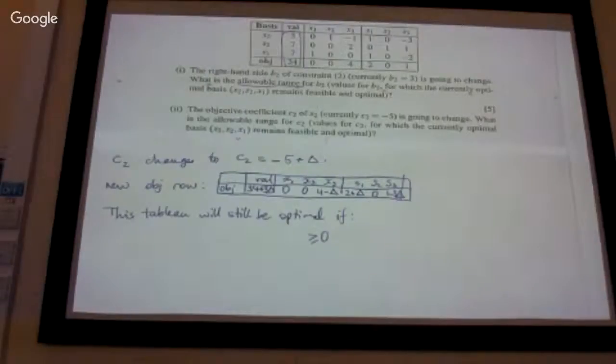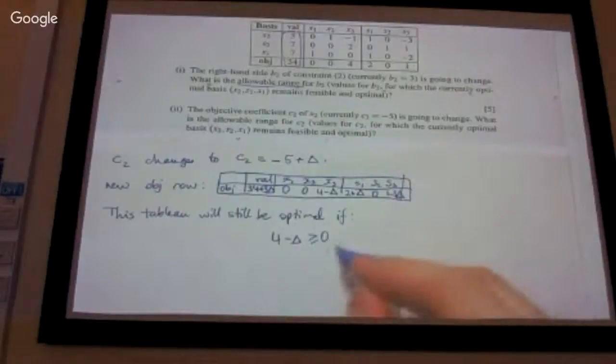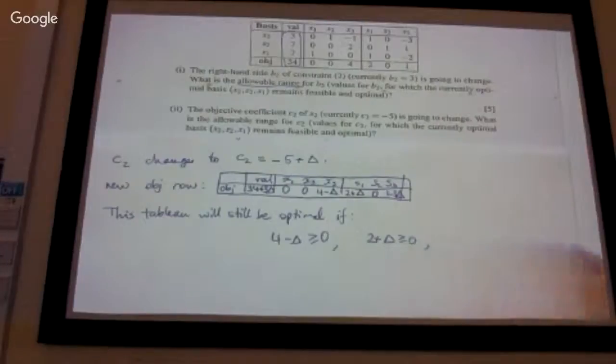So yeah, the val is special because usually we don't say that the objective has to be non-negative. Very often it is because of the problem, but when you've got negative coefficients in the objective function, it might happen that the optimal objective is negative. That's not a problem. Okay, but the other numbers have to be non-negative. So 4 minus delta has to be non-negative, and 2 plus delta has to be non-negative, and 1 minus 3 delta has to be non-negative.